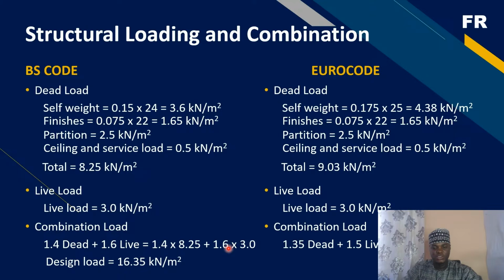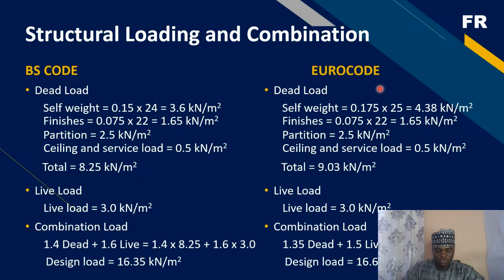For the Eurocode, the factor changes from 1.4 for dead load to 1.35, then from 1.6 for live load to 1.5. In putting the value of our loads, we have the design load for the Eurocode as 16.65 kilonewton per meter square. So you can see that the loadings are quite similar, even though we applied different factors. The load from the Eurocode is slightly higher due to the density of concrete that has been increased and also the thickness of slab that we increased.